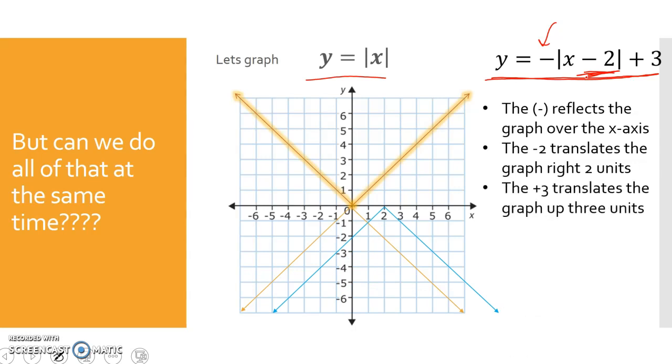Well, then we have the positive 3. The positive 3 happens after we take the absolute value. That means it's going to go up and down, and because it's positive 3, we're going to move the graph 3 units up. So I'm going to take the blue graph and move it 3 units up, and I get this solid orange graph that looks like this. The vertex is at the point 2, 3. It opens down. It's not stretched really in any way. It's just reflected over the x-axis before I translate it.